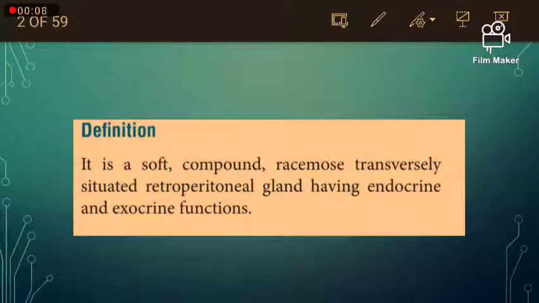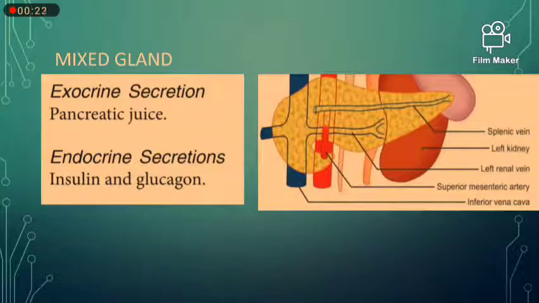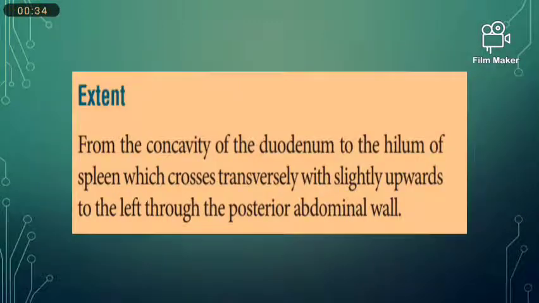The pancreas can be defined as a soft, compound racemose, transversely situated retroperitoneal gland having endocrine and exocrine function. Exocrine function is secreting pancreatic juice, and endocrine function is secreting insulin, glucagon-like hormones. So it is a mixed gland. It extends from the concavity of the duodenum to the hilum of the spleen, crossing transversely with a slight upward direction to the left through the posterior abdominal wall.